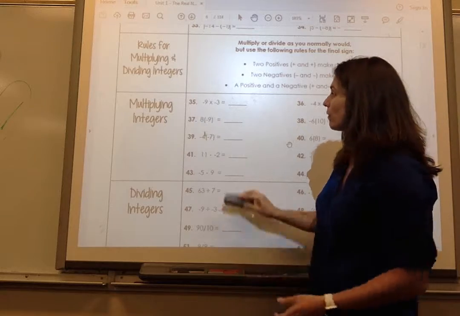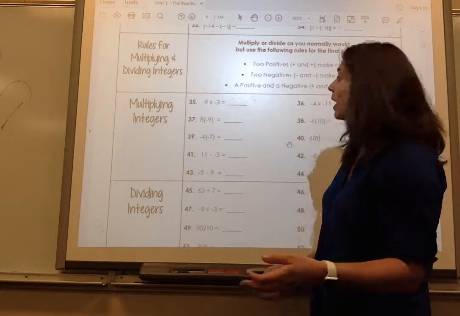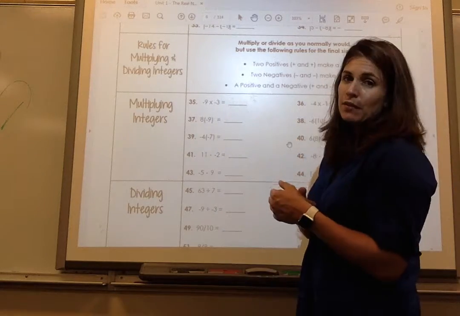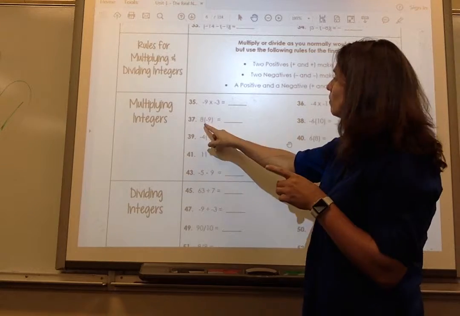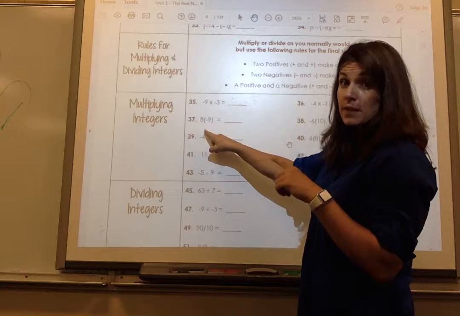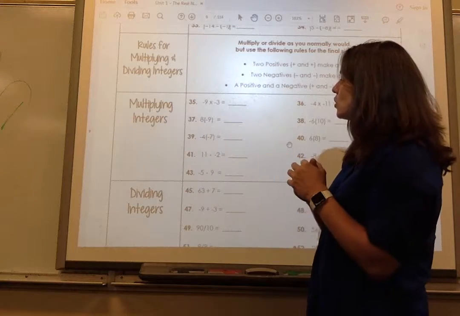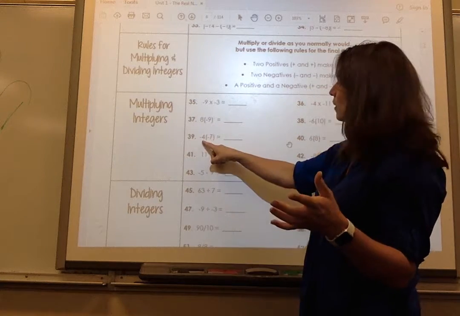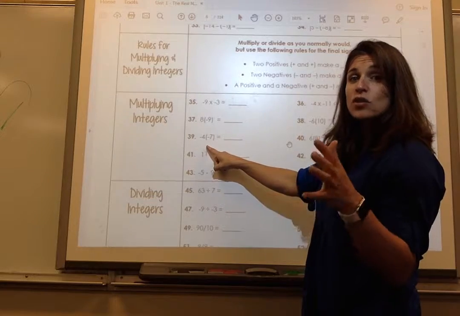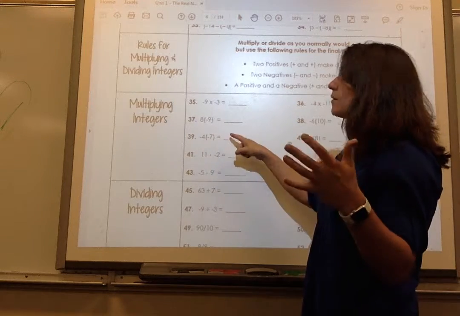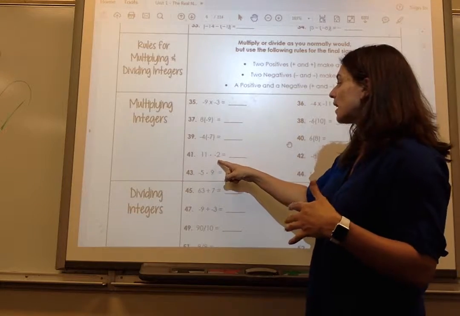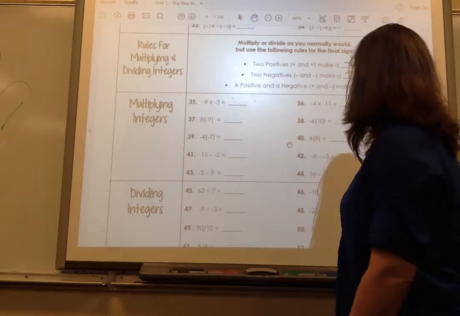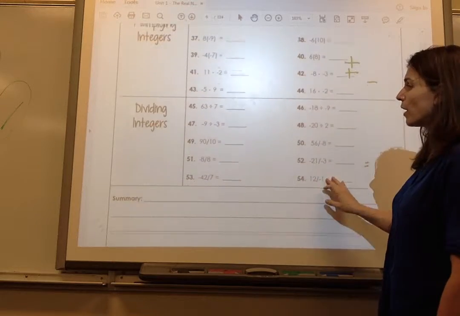So real quick, we can kind of fly through these. I don't even have to write them down. Negative 9 times negative 3, two negatives make a positive. So it's going to be positive 27. 8 times a negative 9, a positive times a negative is a negative, so I get negative 72. Number 39, negative 4 times negative 7, negative times a negative is a positive 28. Number 41, 11 times negative 2 is going to be negative 22. So that's a quick overview there.